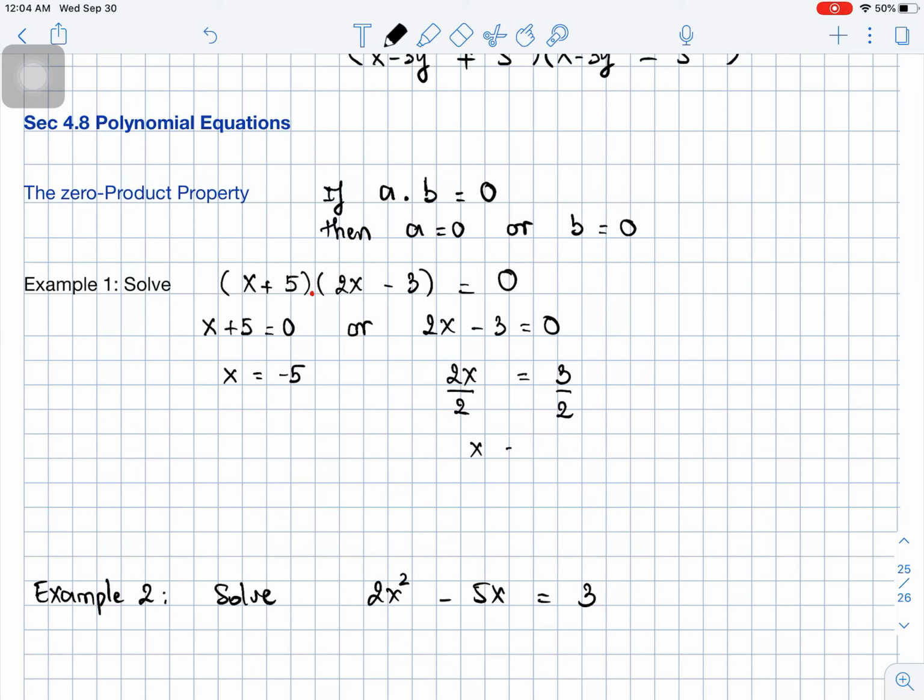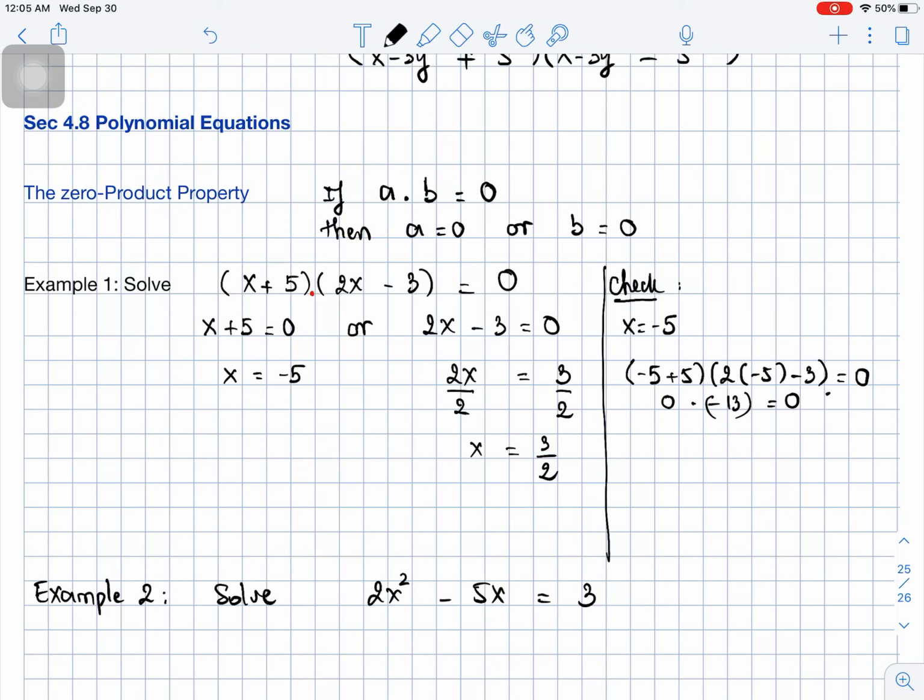We minus 5 both sides. The second one we will add 3 first, and then we divide both sides by 2. We can check our answer. If x equal to -5, then the first parenthesis will be -5 plus 5, and the second parenthesis will be 2 times -5 minus 3.